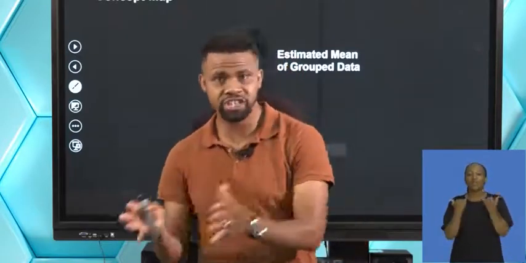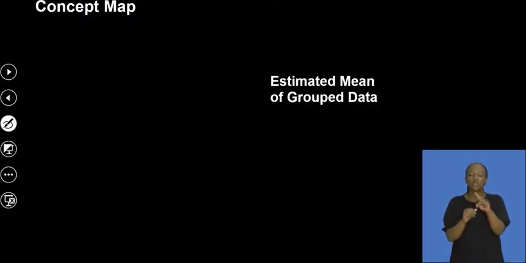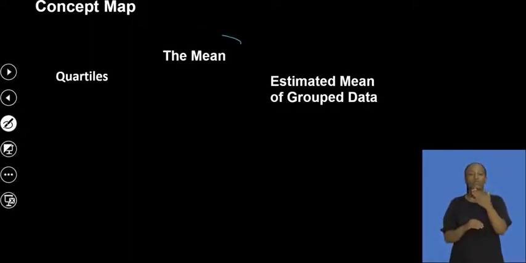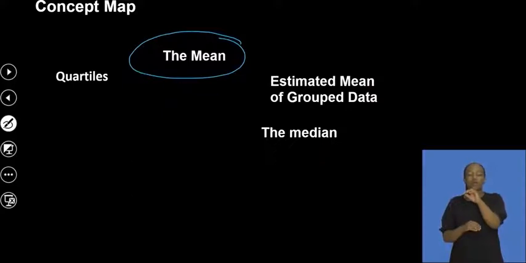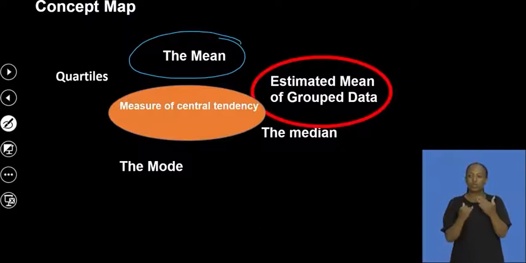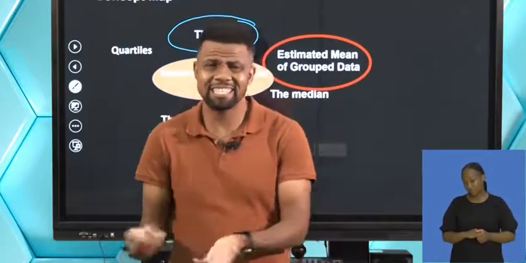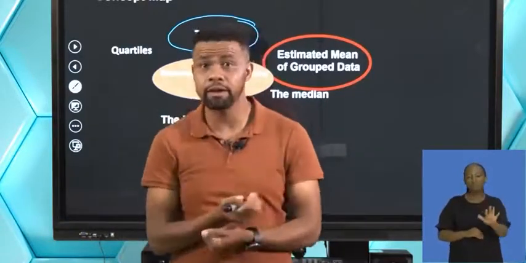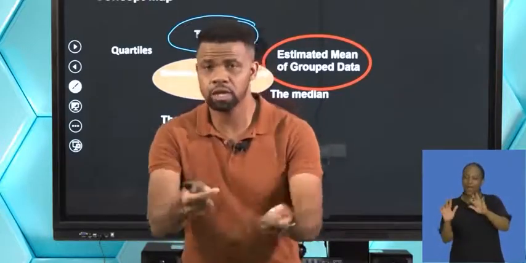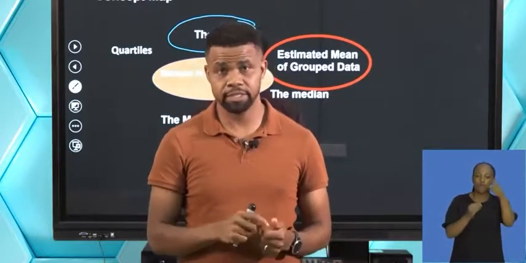Now, let's get to the business of looking at the measure of central tendency, statistics, okay? So, what are we going to look at now? We're still going to look at quartiles. We looked at mean already, which is the average. We're going to look at median. We're going to look at mode. Now we're going to look at the estimated mean. What does estimate mean? It's the estimated mean, it's not the actual mean, but close to the actual answer. That's the estimated mean.